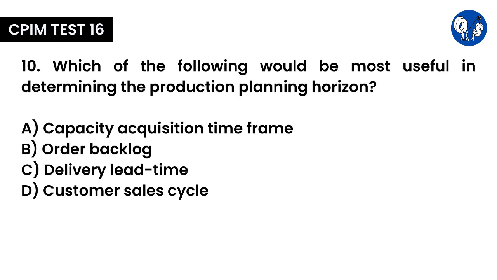Question number 10. Which of the following would be most useful in determining the production planning horizon? A. Capacity acquisition time frame, B. Order backlog, C. Delivery lead time, D. Customer sales cycle. Here the correct answer is A.